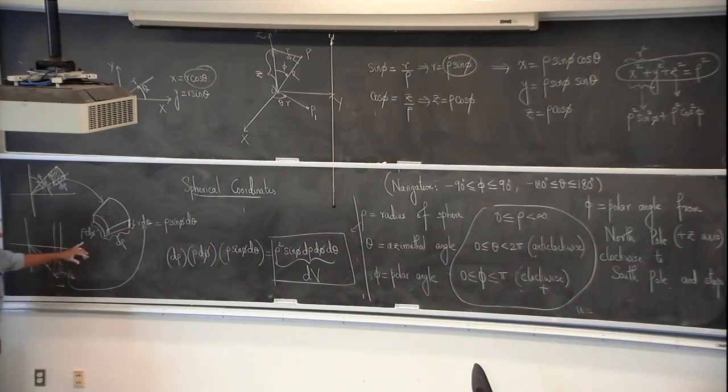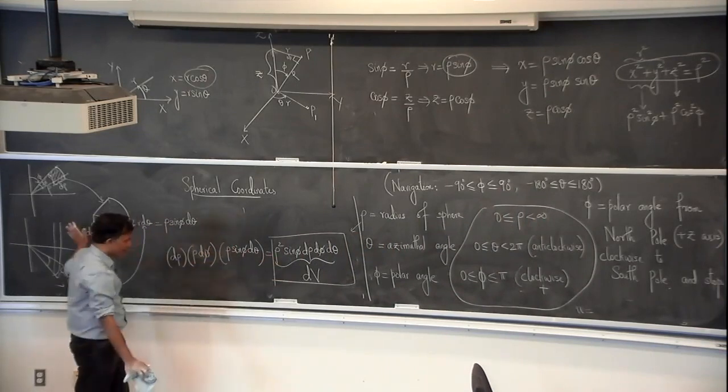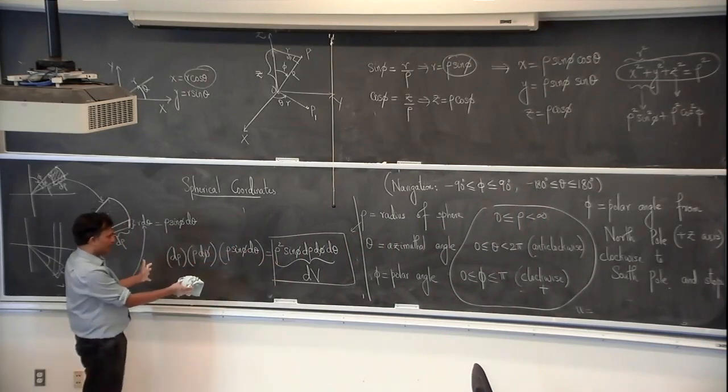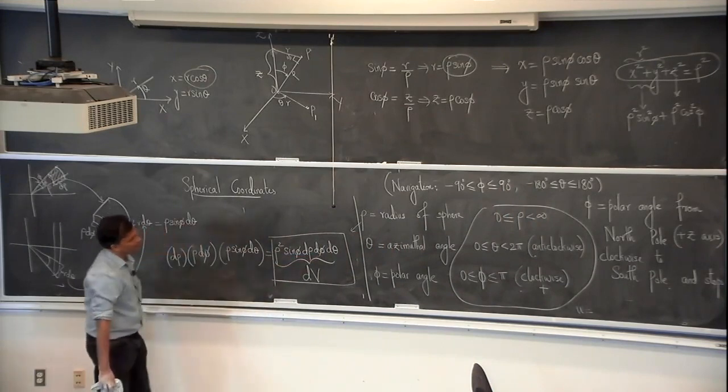And most importantly, the dV component. You don't have to memorize this, and you don't have to derive it. The key thing is to copy it correctly. Don't miss the square here. Don't miss the sine of phi, not sine of theta. Okay, d rho d phi d theta.